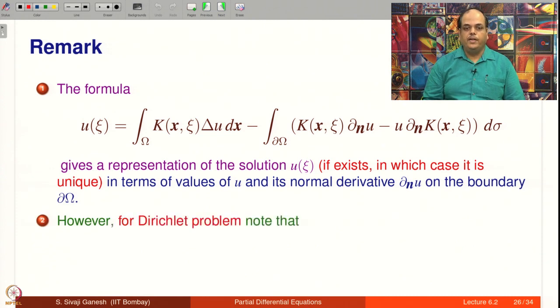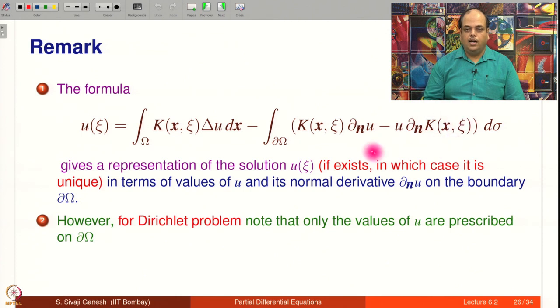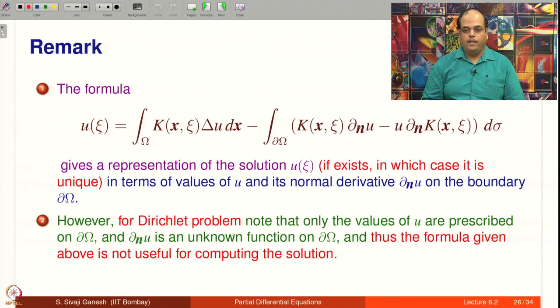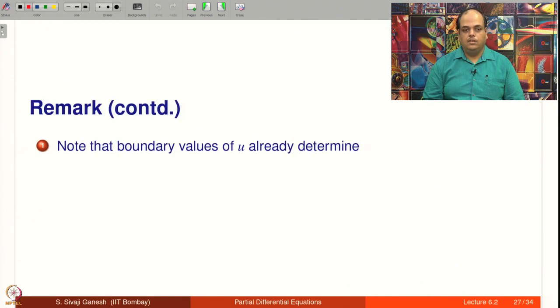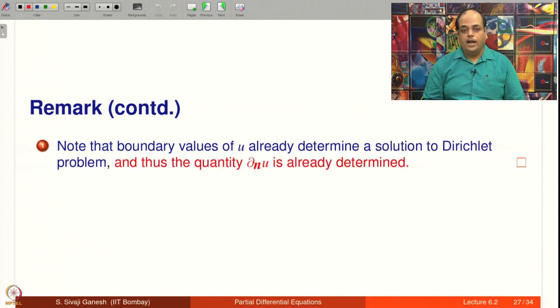However, for Dirichlet problem, note that only the values of u are prescribed on boundary of omega. That means only this term is known and this is not known. And thus the formula given above is not useful for computing the solution. Note that the boundary values of u already determine a solution to Dirichlet problem. And thus the quantity dou nu is not only not known, it is already determined.